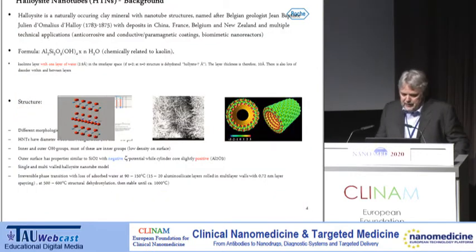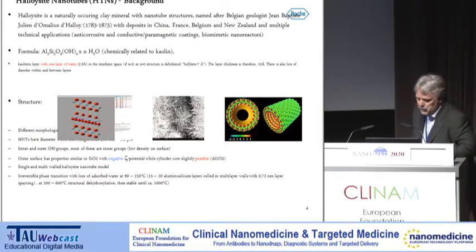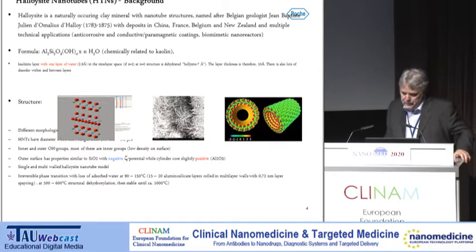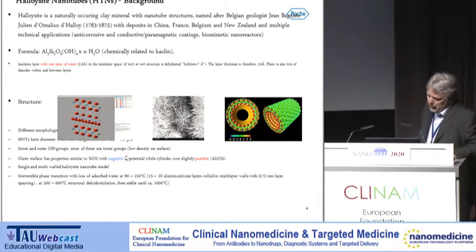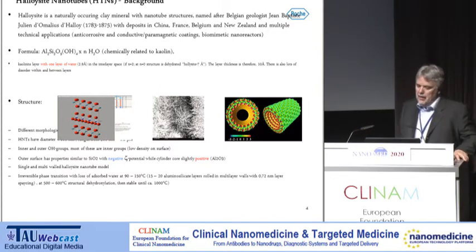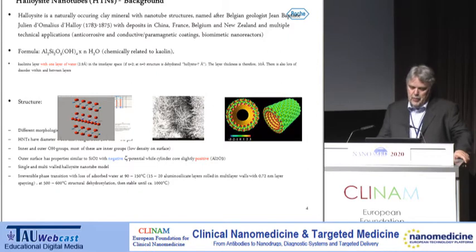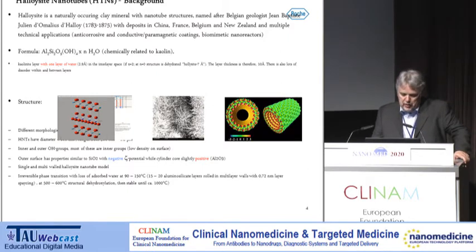This shows you in more detail the clay nanotubes, the halloysite nanotubes. They are named after a Belgian geologist who lived in the 19th century, and there are deposits of this mineral in China, France, Belgium, and New Zealand. There's a lot of variability because it's a natural source. Currently there are a lot of technical applications described in literature, anti-corrosive, paramagnetic coatings, but also quite interestingly biomimetic nanoreactors.